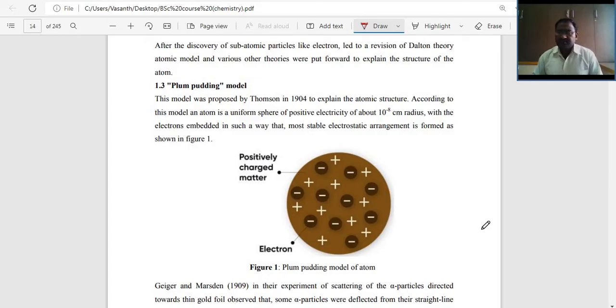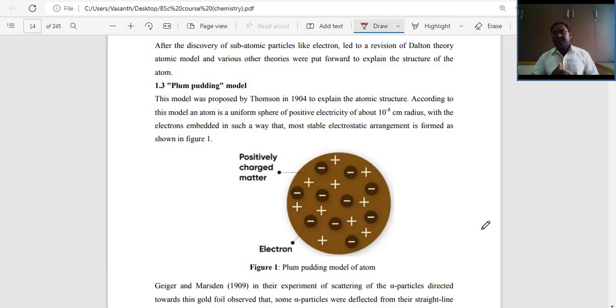Here, simply we say that the proton has a positive charge and is present in the nucleus, along with neutrons. Neutrons have no charge.